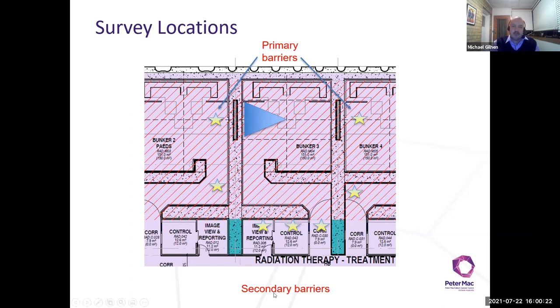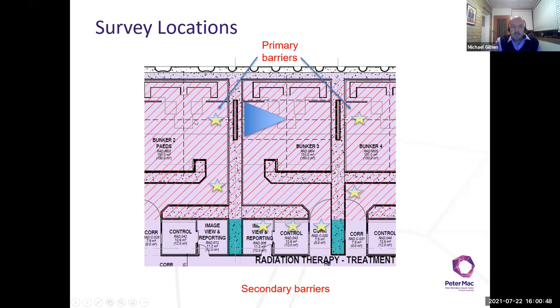Our secondary barriers are essentially everywhere else, which are going to be exposed by leakage and scattered radiation from our patient or our QA phantoms or any other object, the couch, etc., that happens to be in the way of the beam. So if I was designing a survey around this bunker, I'm certainly going to take a measurement here and here. These are our primary barriers.